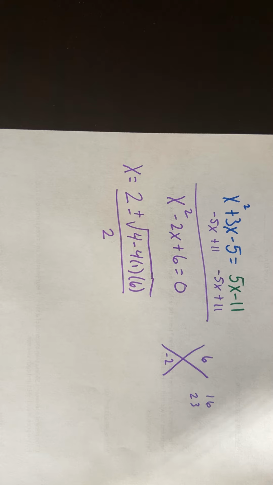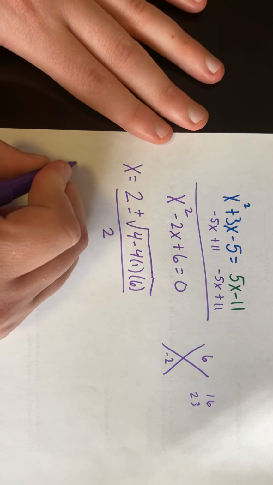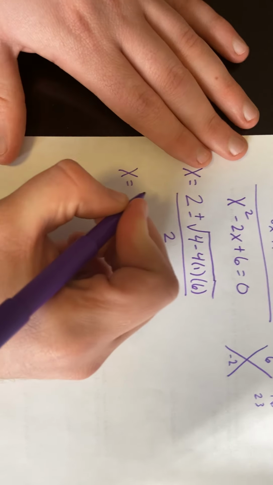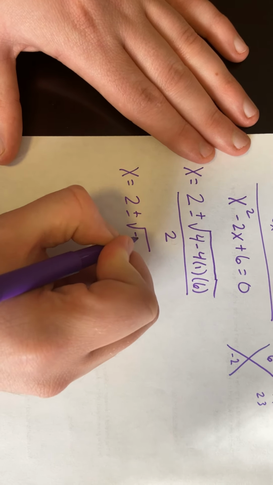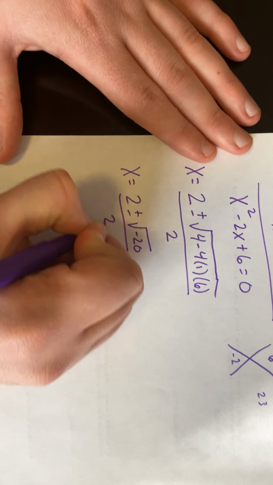Okay, so like we talked about last chapter, the first thing when we're simplifying this quadratic formula is to simplify the discriminant, okay? So the discriminant here is 4 minus 4 times 1 times 6, and it's a negative 20, okay? So x is equal to 2 plus or minus the square root of negative 20 over 2.